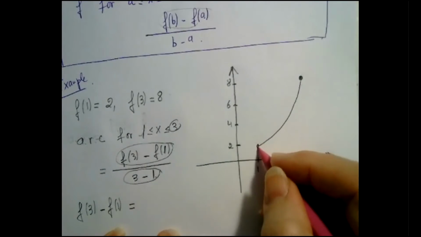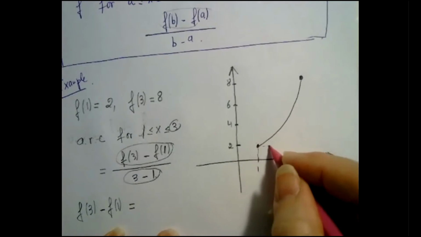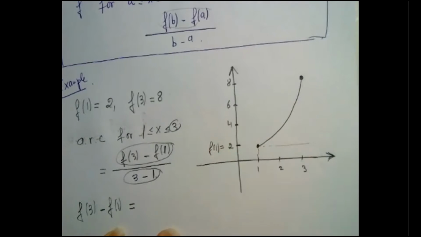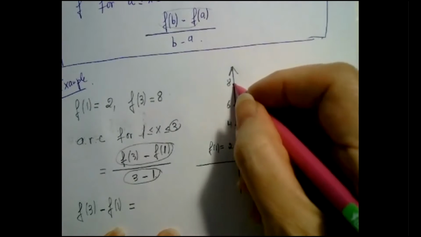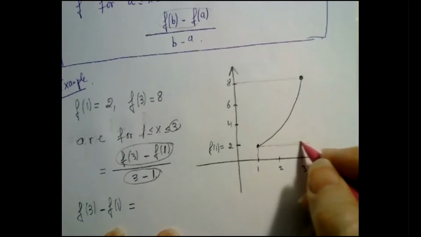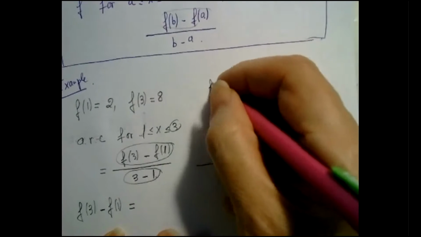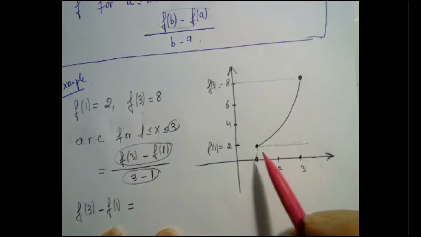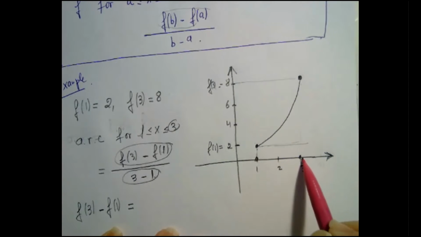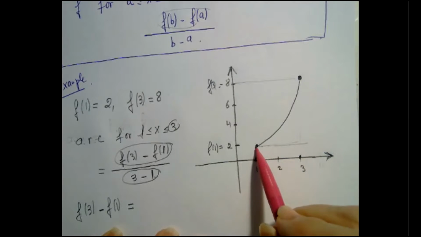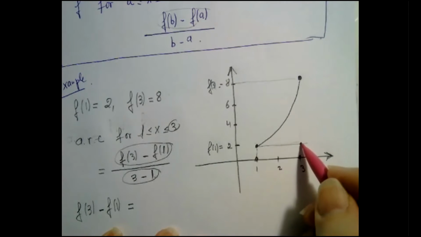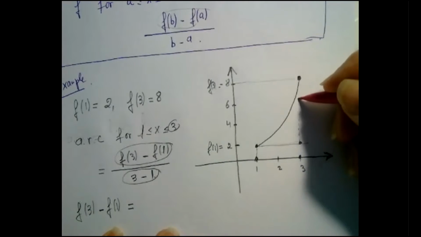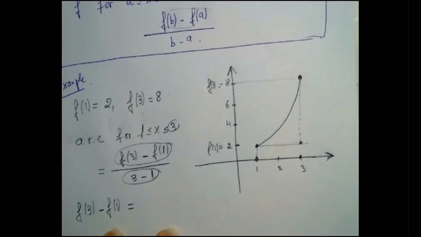This is f of 1, that's 2. F of 3 is 8. This is f of 3. So this is my 1 and this is my 3. So when x is going from 1 to 3, the output is changing. It was 2. The output now is 8, correct?